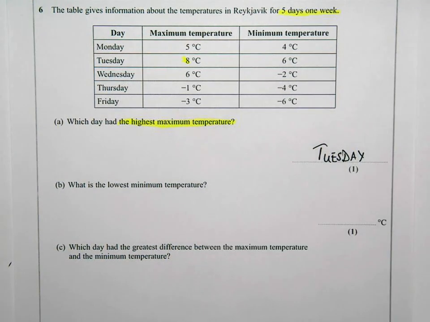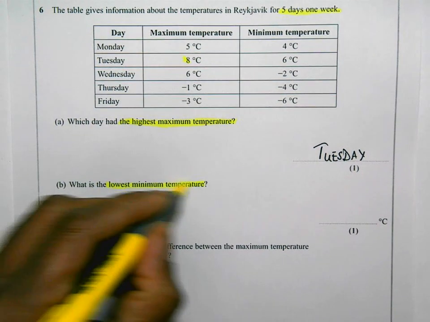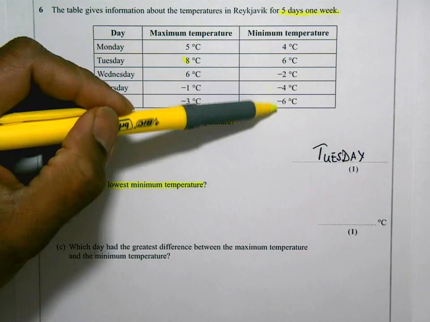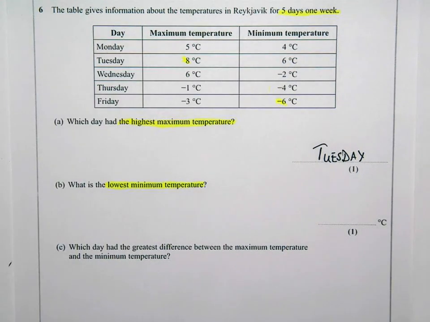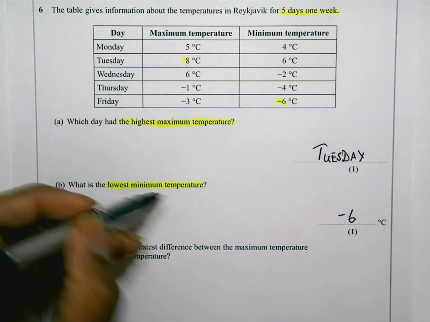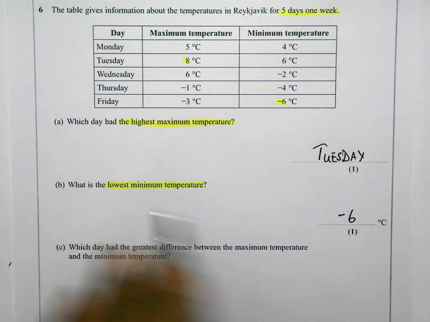Okay, going on to part B. What is the lowest minimum temperature? So the lowest minimum temperature, these are all the minimum temperatures, and the lowest value there is this, -6. So I'm going to put that in here. It says, what is the lowest minimum temperature? I need to make sure I read exactly what it wants me to do, and in this case it wants me to write down the temperature itself.